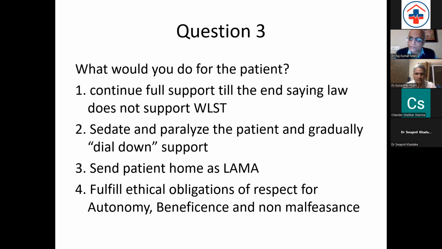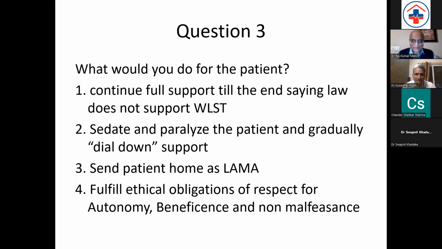What would you do for this patient, ladies and gentlemen? Continue full support till the end, saying law does not support withdrawal of life support? Sedate and paralyze the patient and gradually dial down support? Send the patient home as LAMA? Fulfill ethical obligations of respect for autonomy, beneficence, and non-maleficence? So what would you all do? Can you respond? Yeah, so majority of response is for option 4, sir.